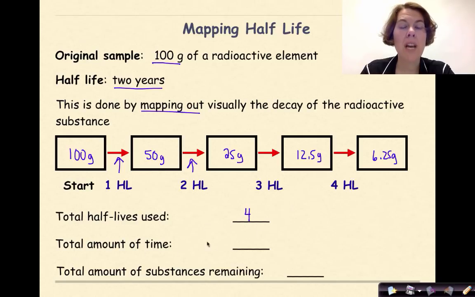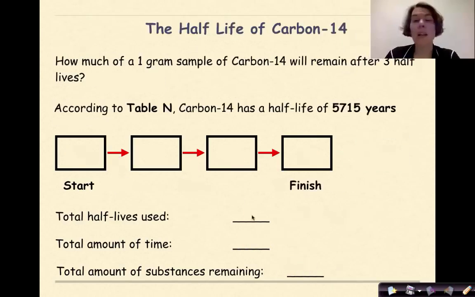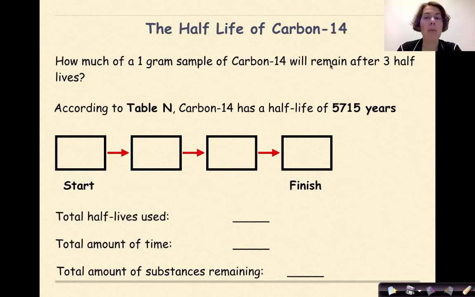And the total amount of time that passes is basically the half-life, which they tell us is 2 years. So 2 years times the total amount of half-lives, because each one of these arrows represents 2 years. So we had 4 half-lives that went by, so 2 times 4 gives us 8. So the total amount of time that has passed is 8 years. And the total amount of substance remaining, as we can see in this last box here, is 6.25 grams.